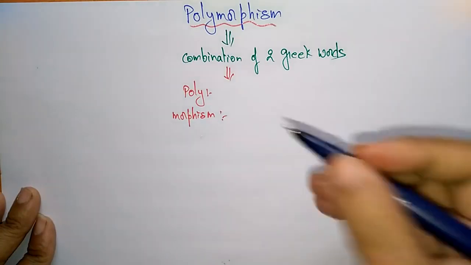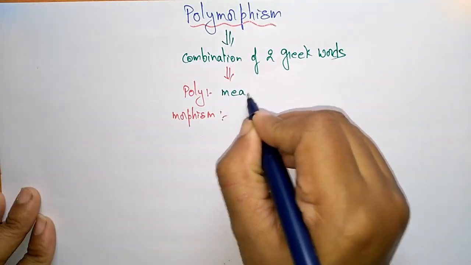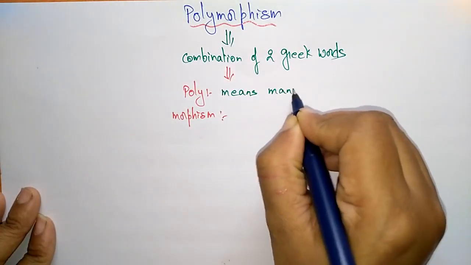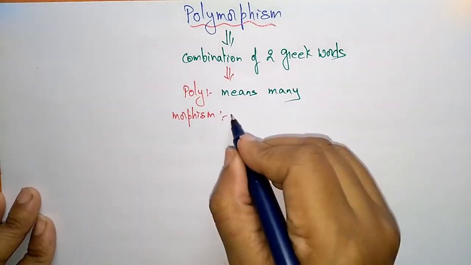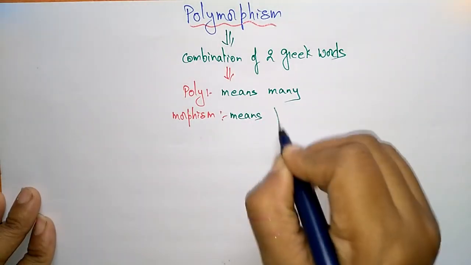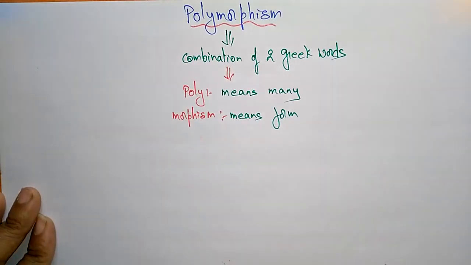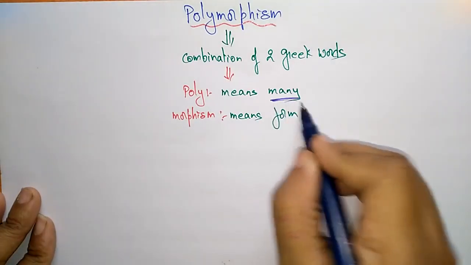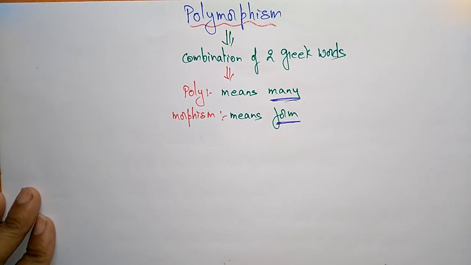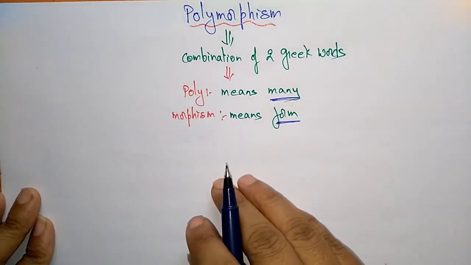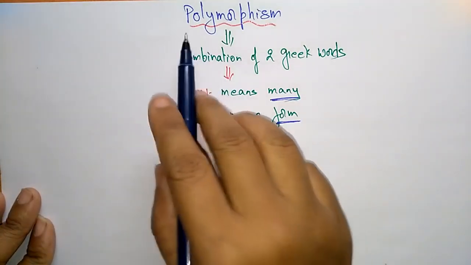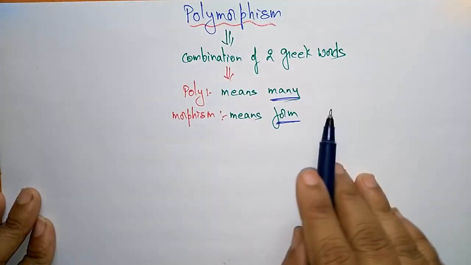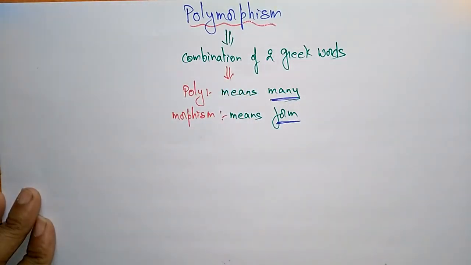Poly means many, whereas morphism means form. So what does it represent? Polymorphism means many forms. One thing can be represented in many forms, that you call polymorphism. The functionality of this feature resembles its name only. What's its name? Polymorphism, many forms. One thing can be represented in many forms.